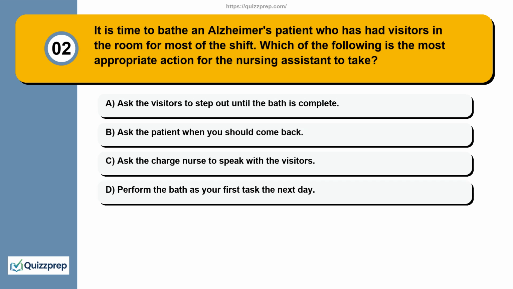Question 2. It is time to bathe an Alzheimer's patient who has had visitors in the room for most of the shift. Which of the following is the most appropriate action for the nursing assistant to take? Ask the visitors to step out until the bath is complete. Ask the patient when you should come back. Ask the charge nurse to speak with the visitors. Perform the bath as your first task the next day.